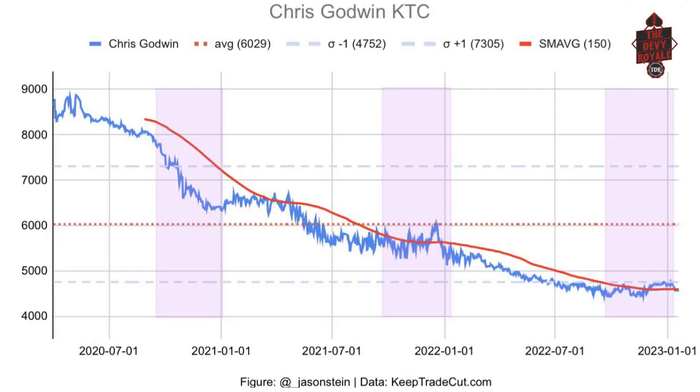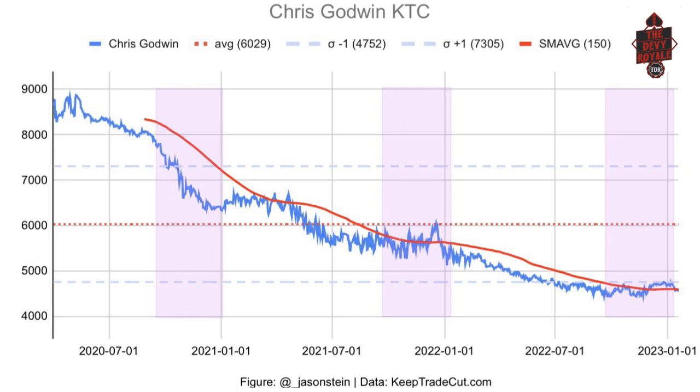It's a website that uses crowdsourcing by asking people who visit the site whether they keep, trade, or cut certain players, and they take all that data and come up with values for each of those players. It's basically a sentiment indicator. So we're going to look at Chris Godwin's chart today, from a KTC perspective. The blue line here is Chris Godwin's KTC.